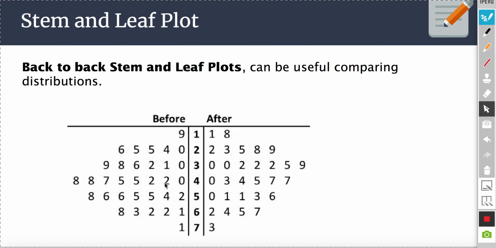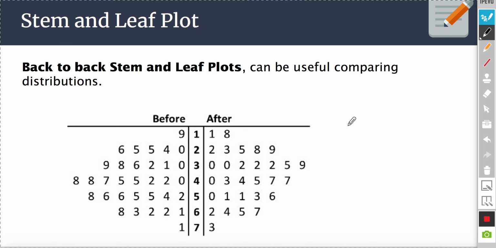So whatever we're measuring here, if we just do a general observation, it looks like the center decreased. Before, the center seemed to be up here in the 40s maybe, and afterwards the center seems to be over here in the 30s. This is where having your labels is really important.